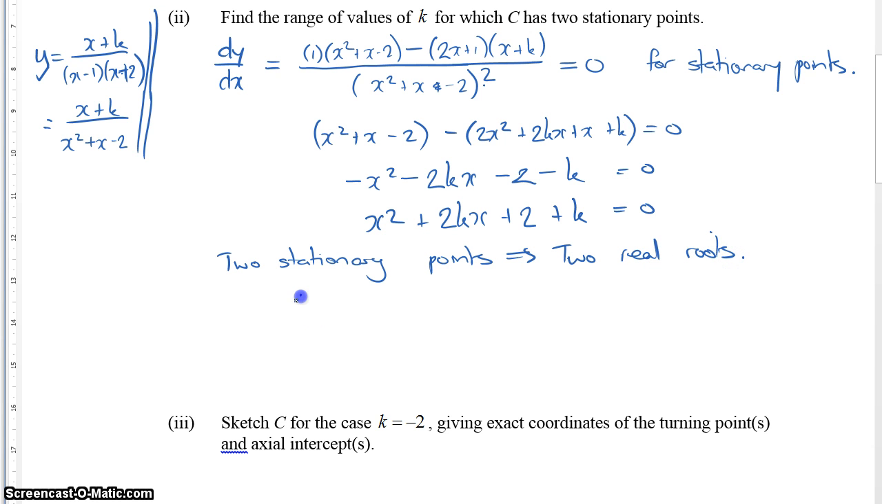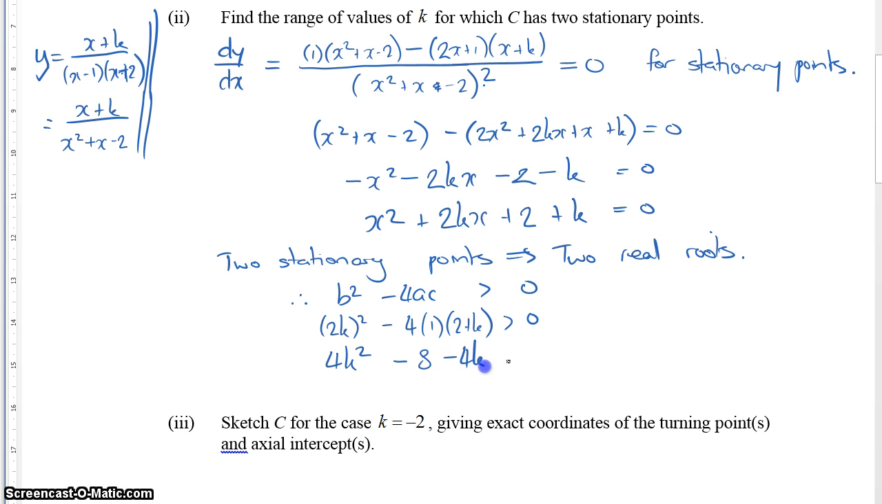So therefore, my discriminant, b squared take 4ac, should be bigger than 0. So in other words, I should have 2k squared take 4 times 1 times 2 plus k, should be bigger than 0. So what does that give me? That gives me 4k squared minus 8 minus 4k should be bigger than 0.